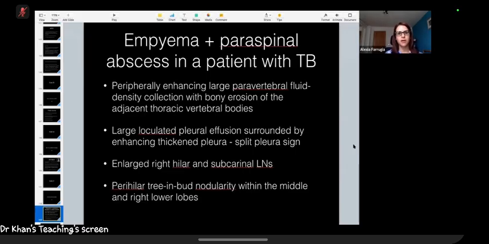There was a peripherally enhancing large paravertebral fluid density collection with bone erosion of the adjacent thoracic vertebral bodies. There was a large loculated pleural effusion surrounded by enhancing thickened pleura, the split pleura sign, which you rightly mentioned. I didn't show you these, but there were enlarged right hilar and subcarinal lymph nodes as well. And you outlined this very well, almost immediately, the perihilar tree-in-bud nodularity within the middle and right lower lobes as well.